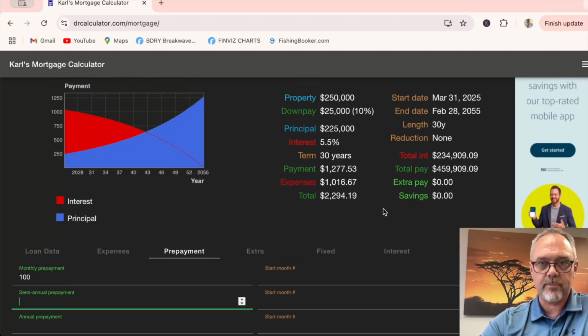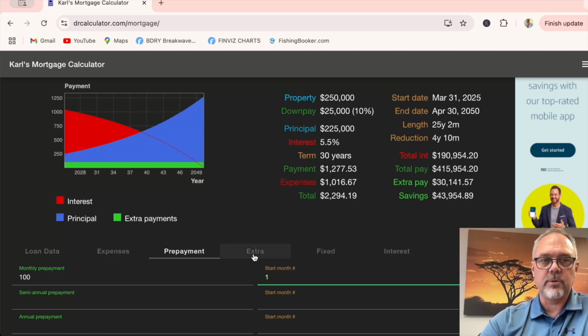So why did it not calculate? Oh, starting month. Got to put the month in there. I'm sorry. Starting month 1. Okay. So just an extra $100 a month, and make sure that you check the little box that says you're applying it to the principal, not the interest, when you mail it in or do it online. So the savings would be $43,000, almost $44,000 by adding just an extra $100 a month to your principal payment.